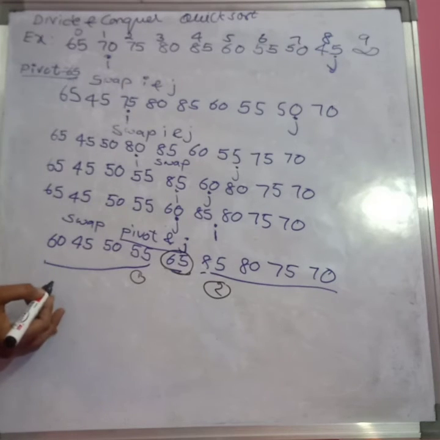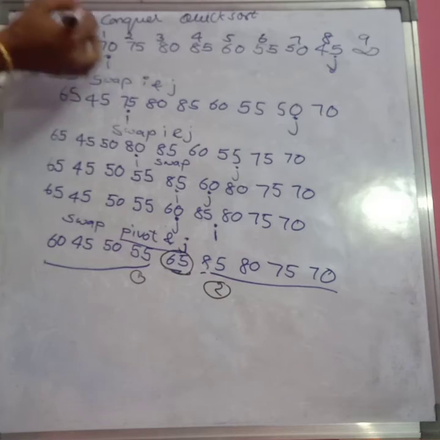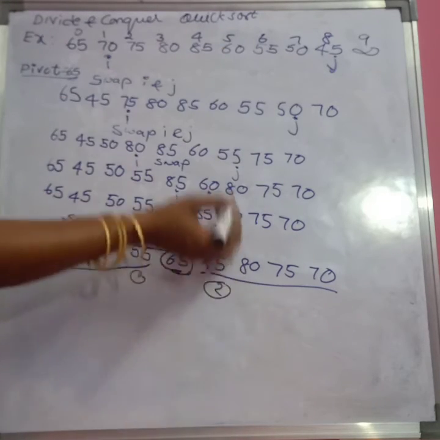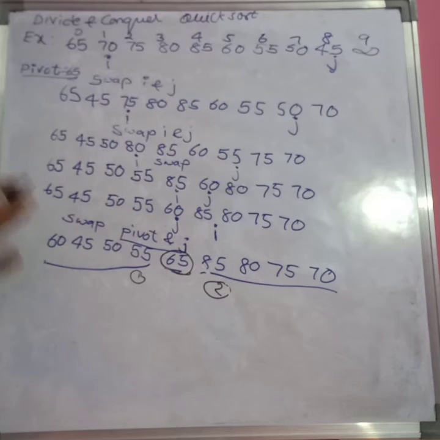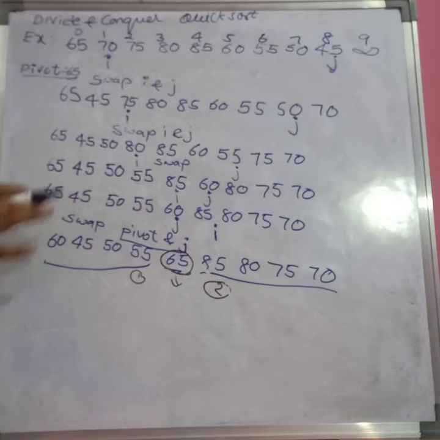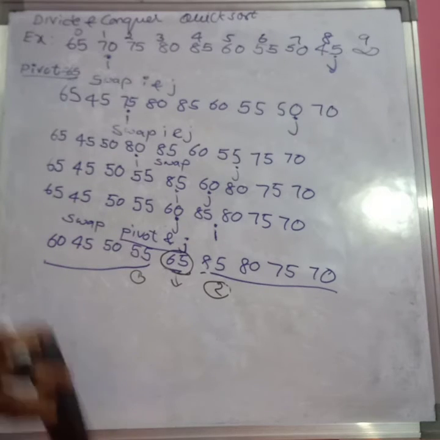So sort all these elements individually by applying the same procedure. Sort these elements individually by applying the same procedure. 65 is in its position, so leave it in its position only. Now consider this one as one individual problem.